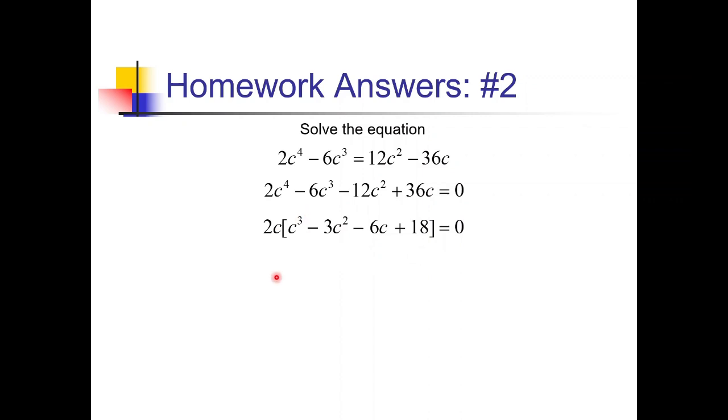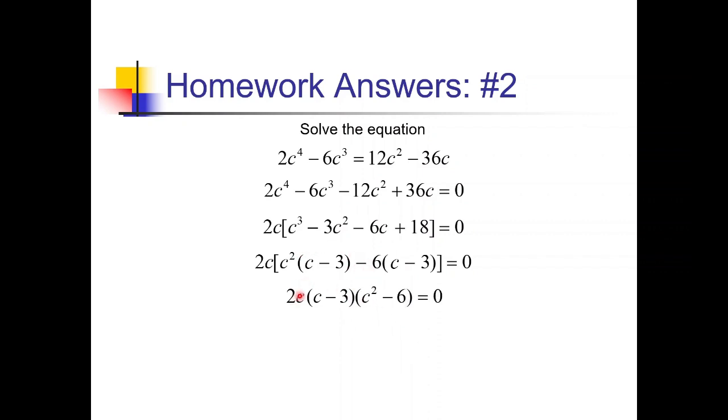So I've got the 2c that I initially took out. And for these first 2 terms now, I can take out a c squared. That leaves me with a c minus 3. For the next 2 terms, I can take out a negative 6. So that's going to leave me with a c minus 3 as well. So just to come back to the beginning, we have that 2c that still just keeps following us around. We have a c minus 3 that we can factor out of the stuff inside here, and that leaves the c squared minus 6 for its own parentheses.